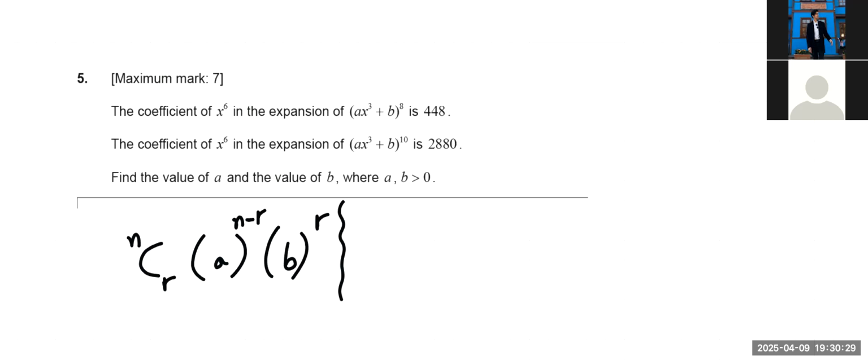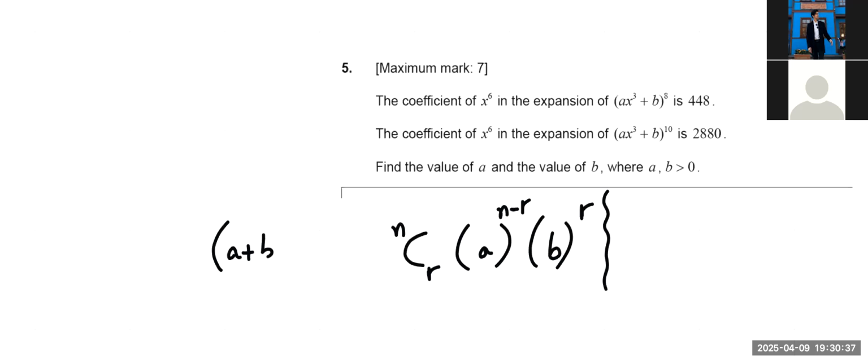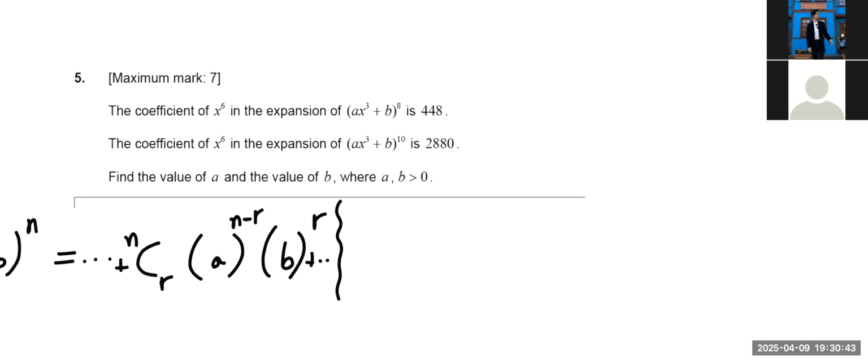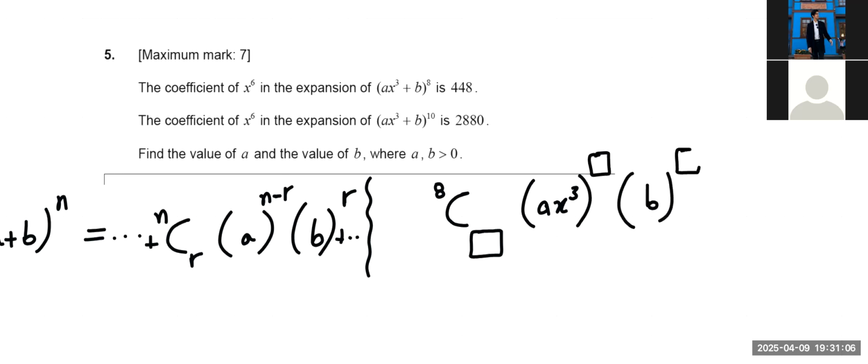So the general term of a binomial expansion always looks like this. If you have a plus b to the power of n, every term will have this kind of form. So the question is, which term of this expansion will have x to the power of 6 in it? That's the question. So simple. First, 8 choose something. I don't know what that something is yet. Times the first thing, ax cubed to the power of something, which I again don't know yet. Times b to the power of something that I don't know yet.